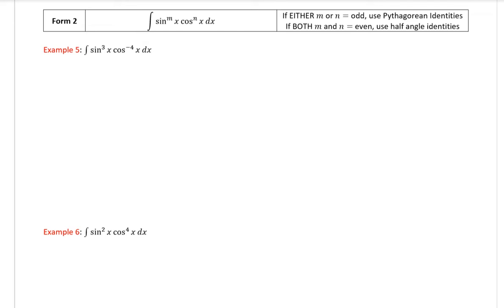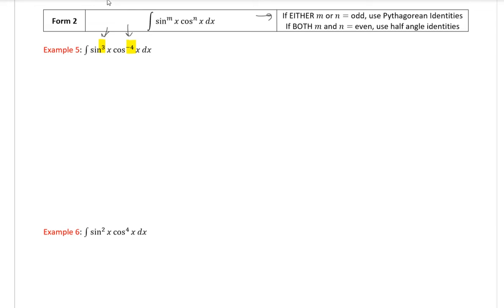So let's see a couple examples of these. We first have sine cubed x cosine to the negative 4th x. So again, focus just on the powers. 3 and negative 4. Well, 3 is odd, negative 4 is even. We have at least one of them being odd, so we have the first instance here. And so all we're going to use is Pythagorean identities, and we're going to use it on that odd one. I don't need to touch the other one.